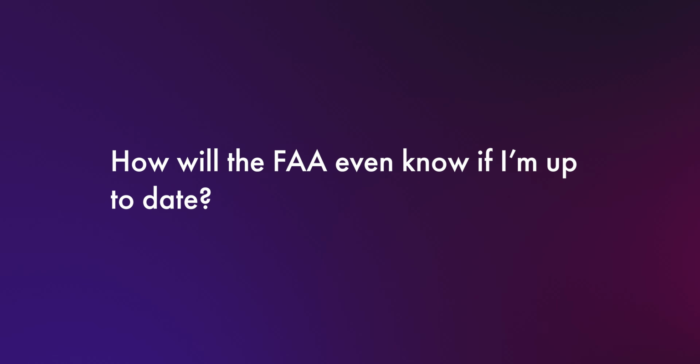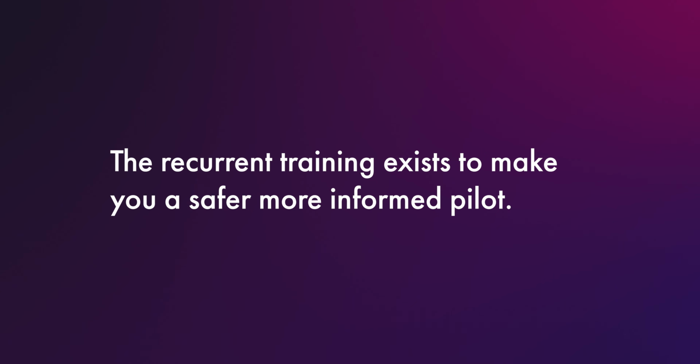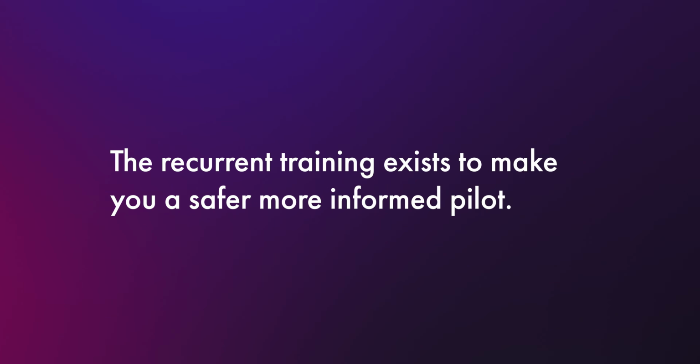But how will the FAA even know if I've done it or not? Honestly, this is less about the FAA knowing and more about what happens if something goes wrong. If you're involved in an incident while your currency is lapsed, you're flying in violation of federal regulations. That means your insurance policy, which almost certainly requires a current Part 107, could deny your claim. It also means potentially FAA enforcement action. So the recurrent training exists to make you a safer, more informed pilot. Having it current is your way of staying professional, and it does give you some protection if things go sideways.